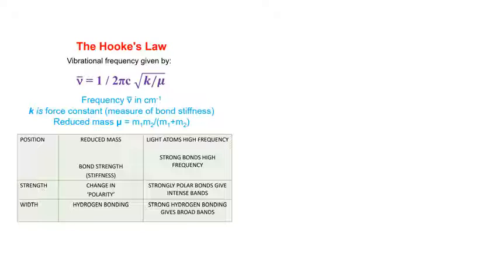Now the width of the band. For IR, the width of the band depends on different factors. One of the factors is hydrogen bonding. If the molecule forms strong hydrogen bonding, it gives a very broad band in the IR region. I will come to that part later and show you some examples.